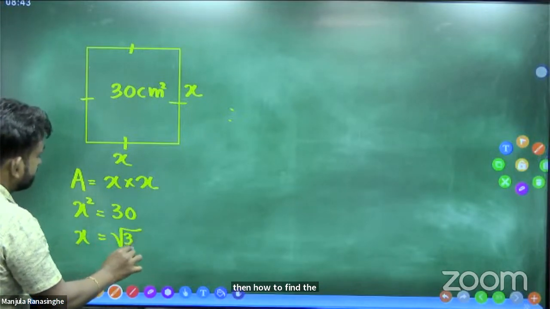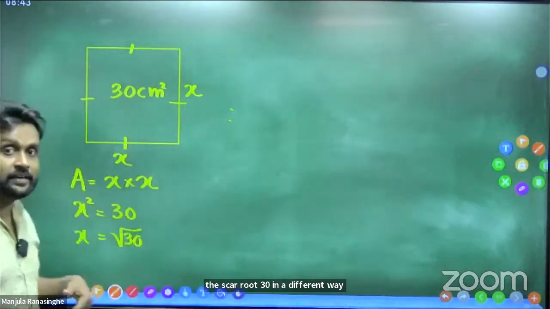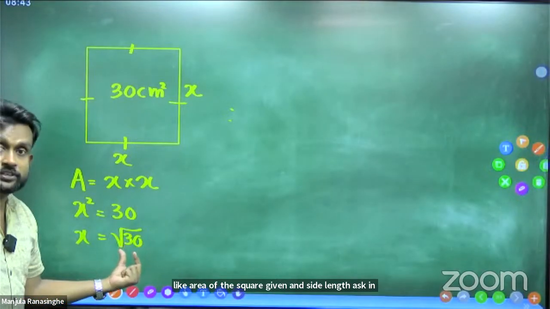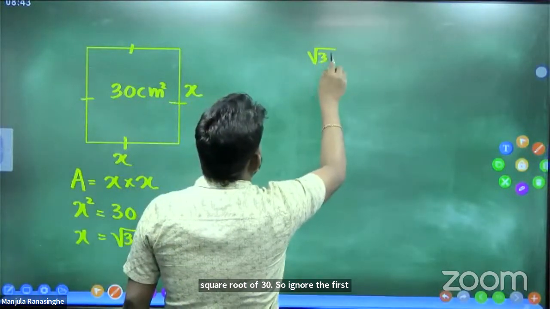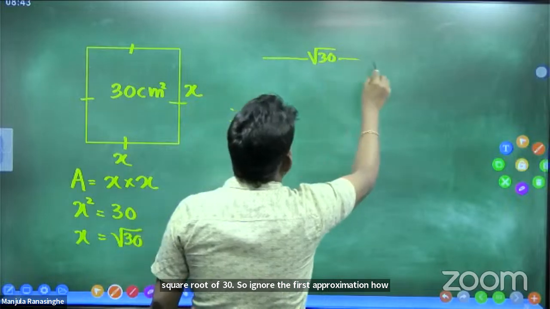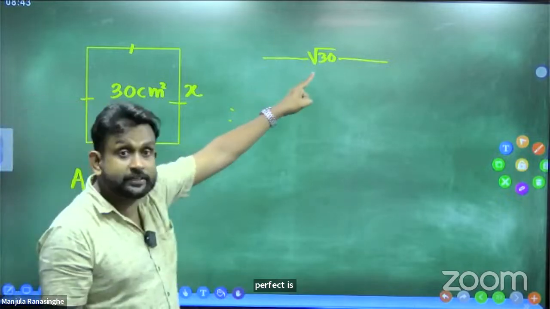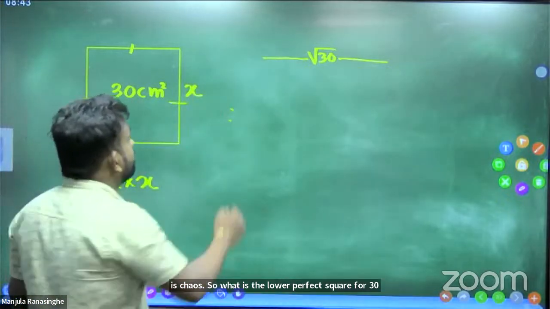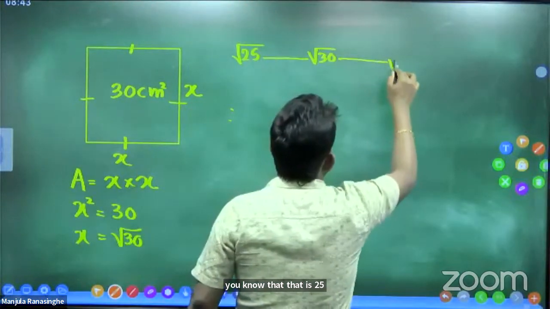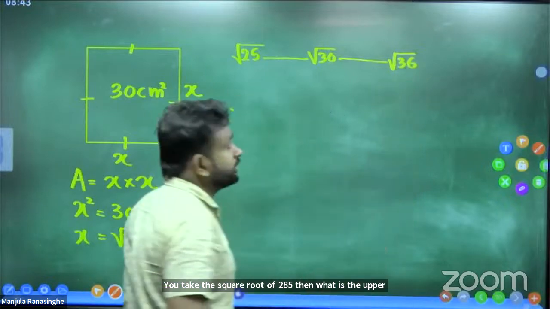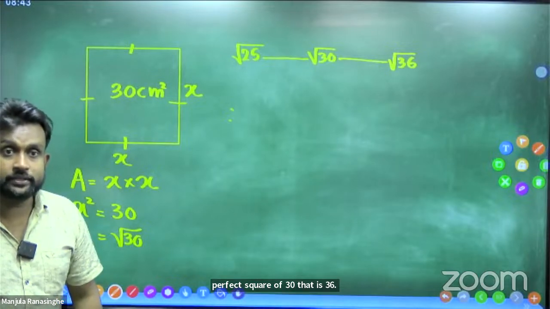Now, the area of the square is given and the side length is asked. That means the square root of 30. So ignore the first approximation. How to do it? You take the square root of 30 and you take the lower and upper perfect squares. What is the lower perfect square for 30? You know that is 25. You take the square root of 25. Then what is the upper perfect square of 30? That is 36.